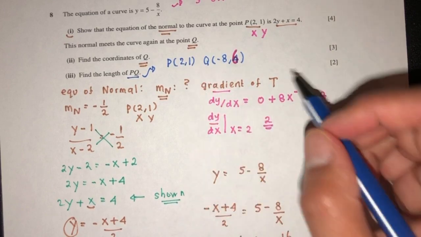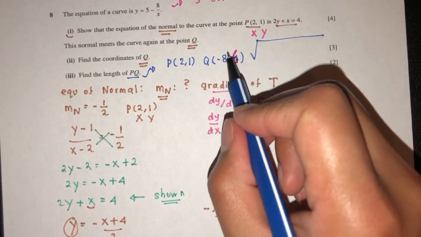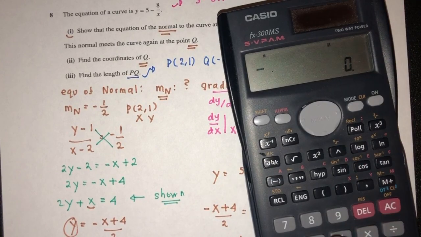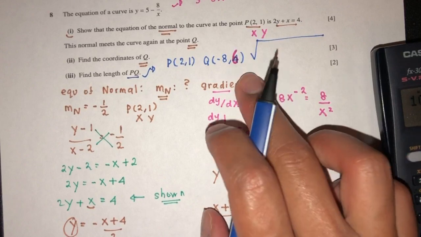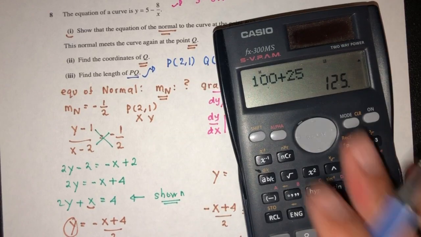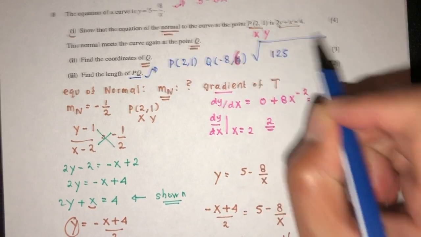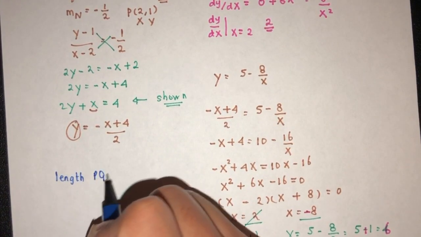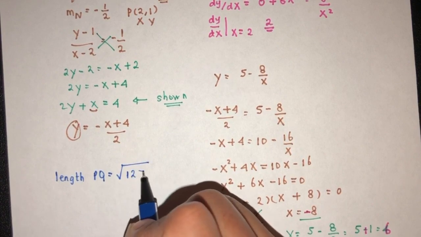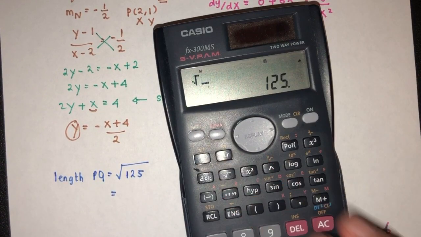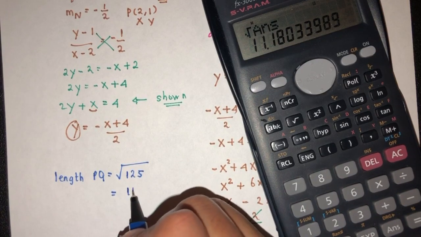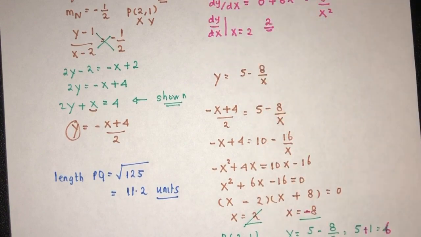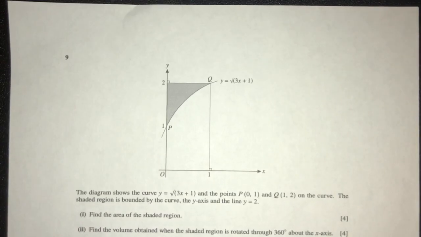We can find the length. The length will be square root. First we have to do this minus this. So minus 8 minus 2 will be minus 10 square, that will be 100. Plus 6 minus 1 is 5 square, is 25. That will be 125. So the length of PQ will be root of 125. Or we can simplify. Square root of that will be 11.2 units, correct to 3 SF. Let's move on to the next question.